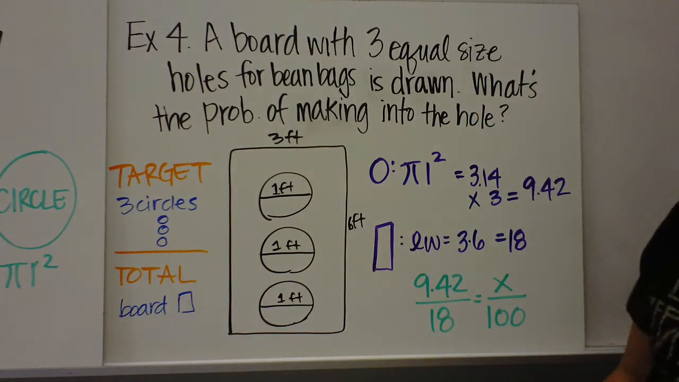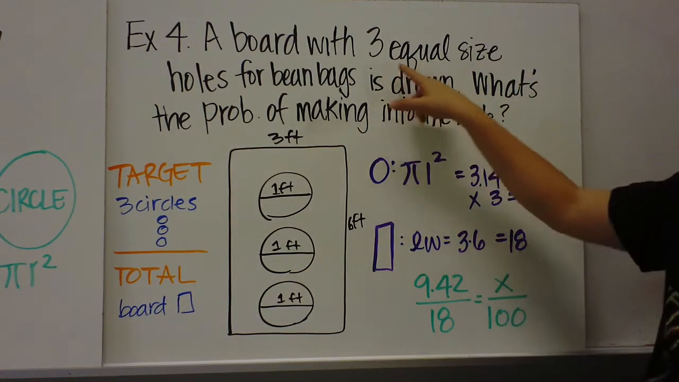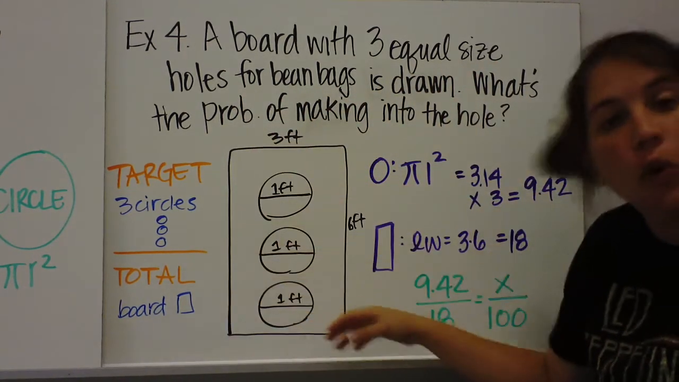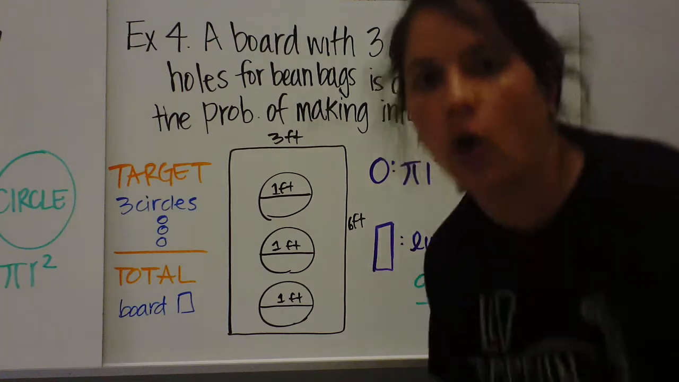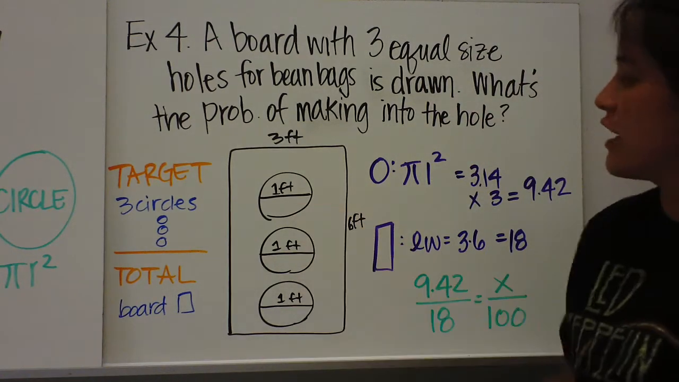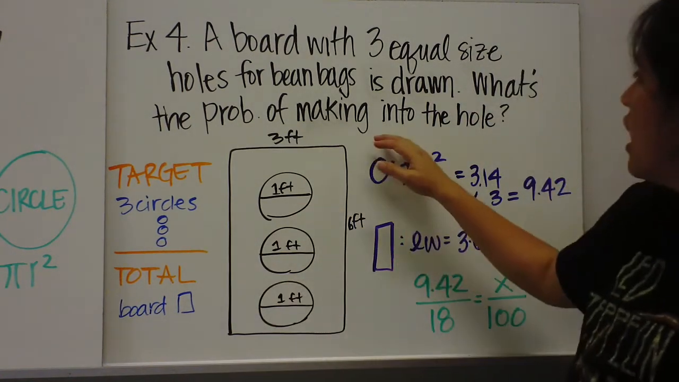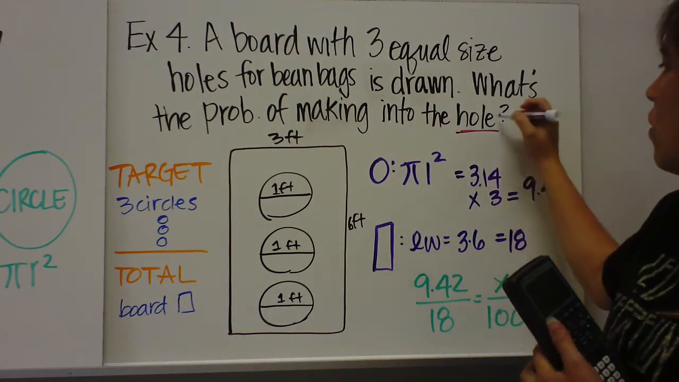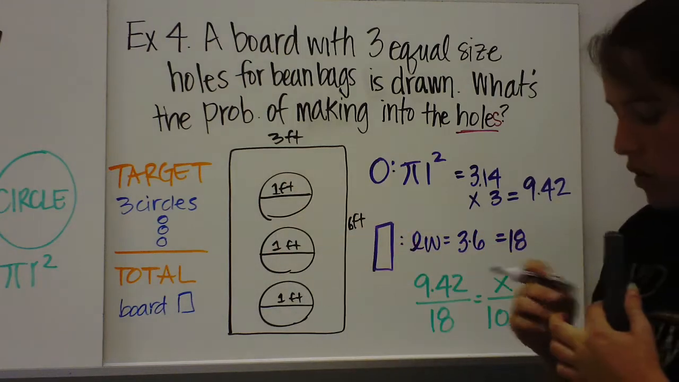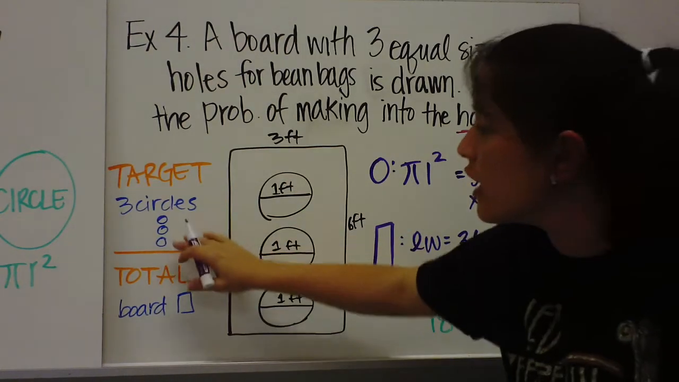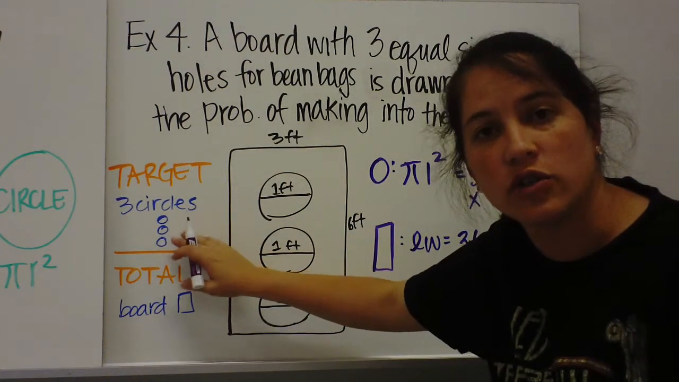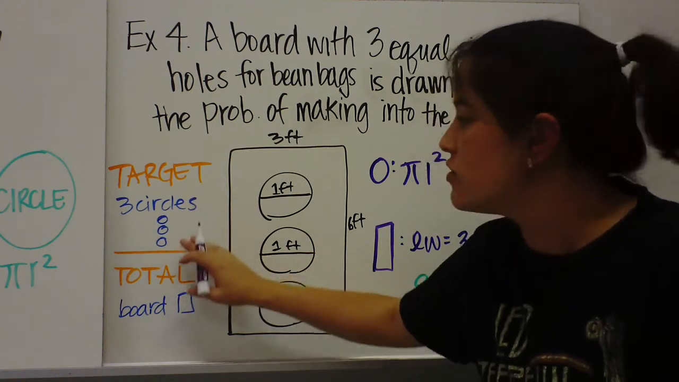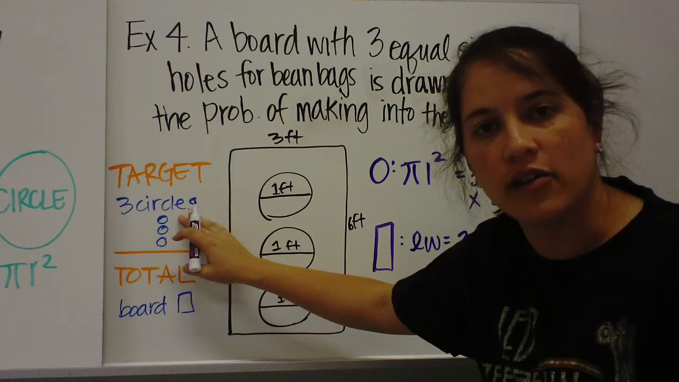Example 4, a board with 3 equal size holes for beanbags is drawn. So we have a board with 3 equal size holes. And I guess you're throwing beanbags in them. What's the probability of making it into the hole? Or holes, I guess. So all 3 holes. Our target area are the 3 circles. 1, 2, 3. It's nice because all 3 circles are the same size, so we can find one circle and multiply it by 3.